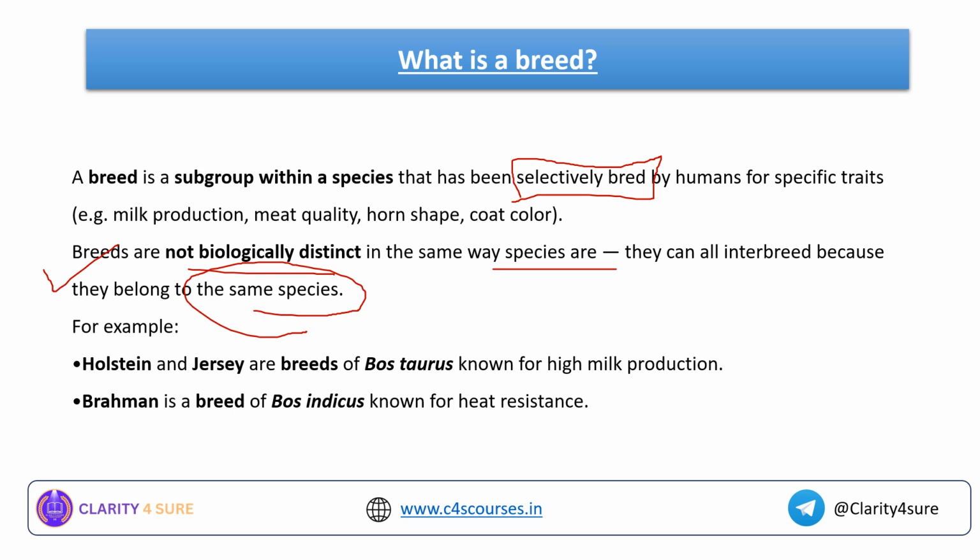For example, Holstein and Jersey cows both belong to the species Bos taurus, and they can interbreed. Brahman is a breed of Bos indicus, which is a species, and Brahman is known for its heat resistance. I hope the difference between a species and a breed is clear to you now.